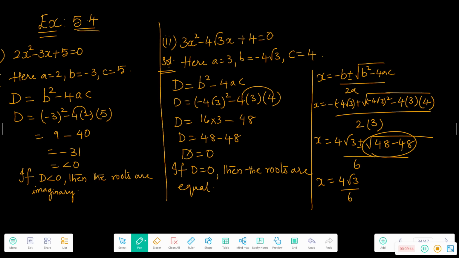So the values are 2 by 3. 2 ones, 2 threes. Okay. So here we can write 2 root 3 by root 3 into root 3. So root 3 goes, the values are 2 root 3. So the roots are equal and they are equal. So roots are 2 by root 3 and 2 by root 3.